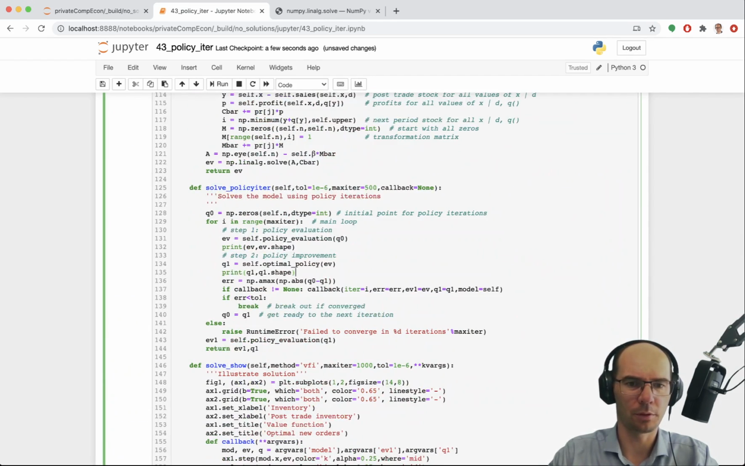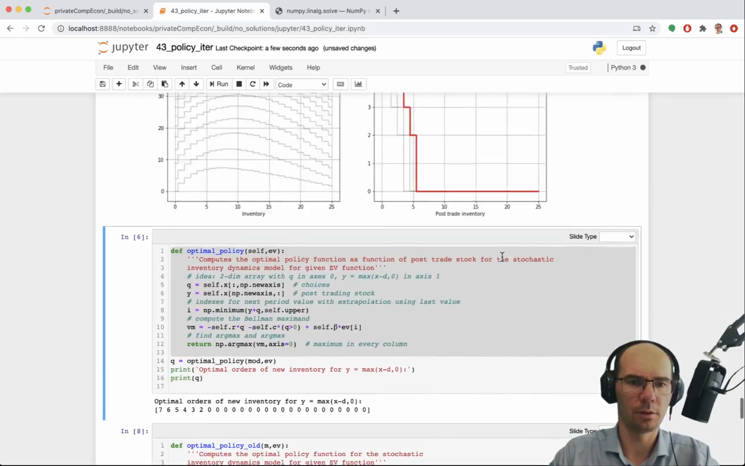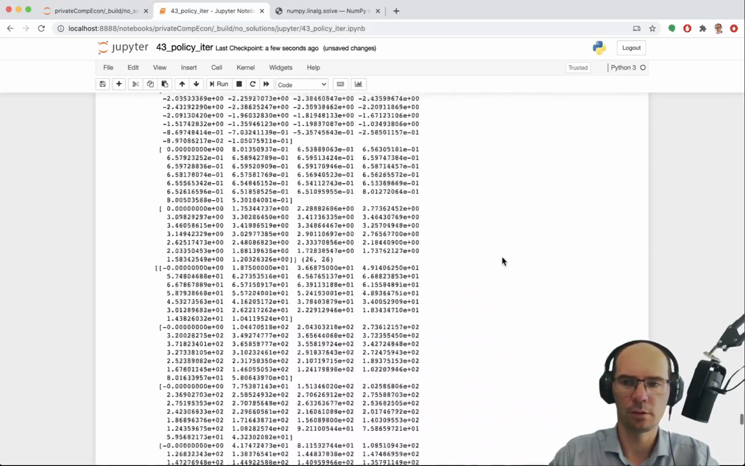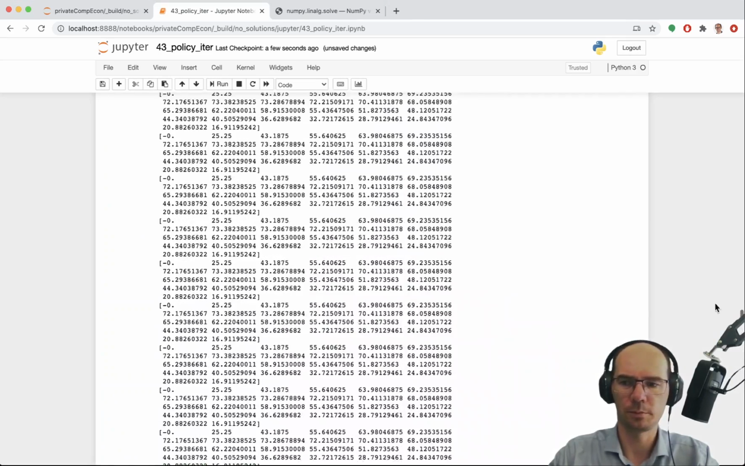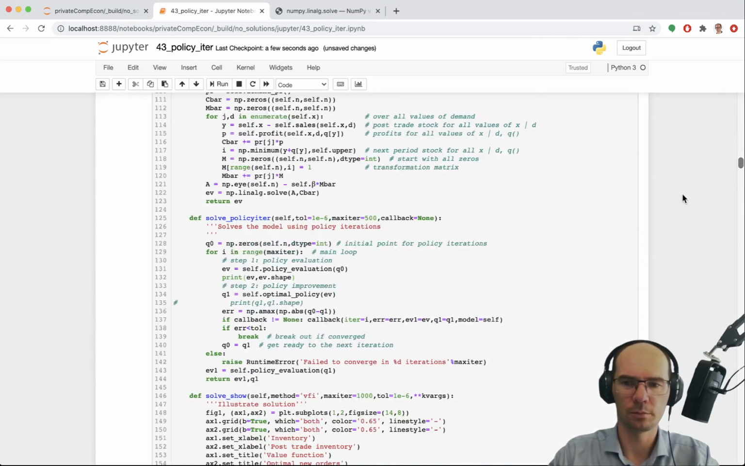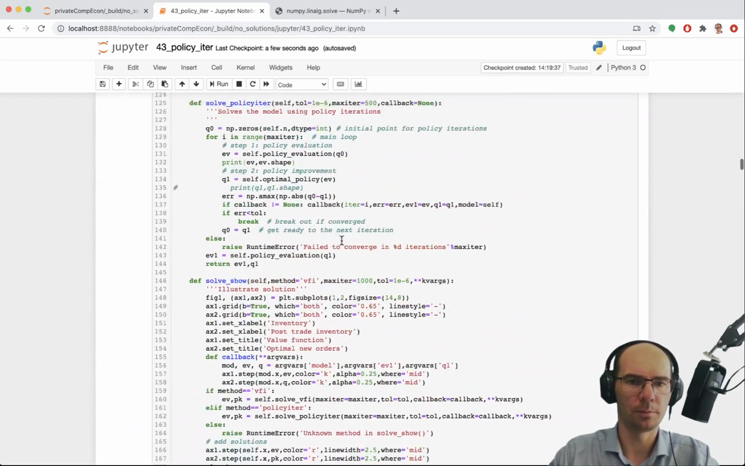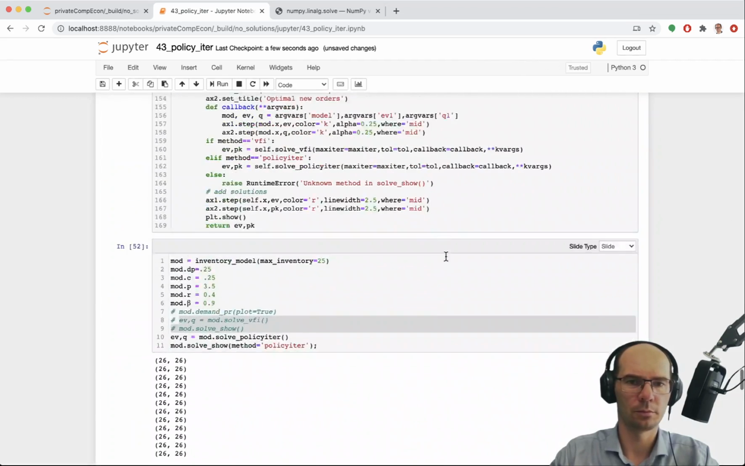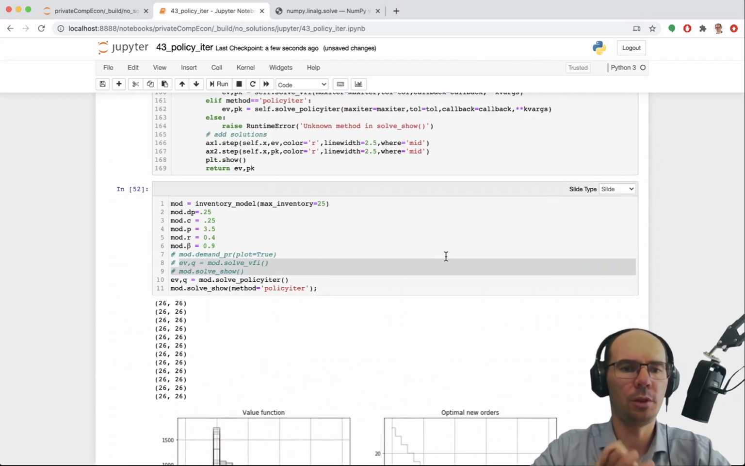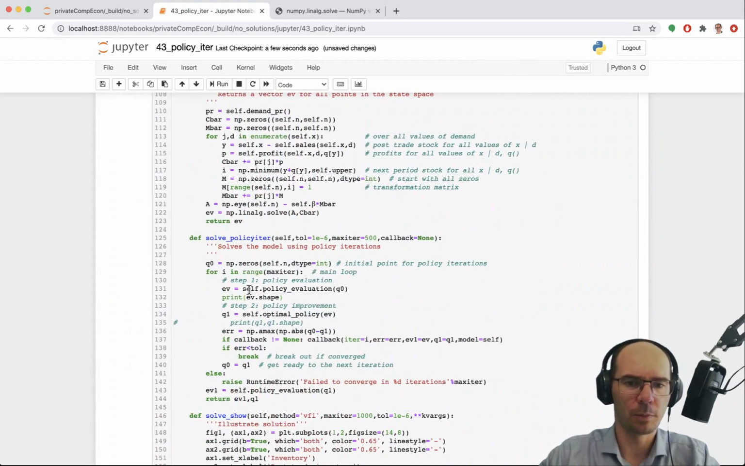Let me turn this other print off, actually. So let's see first what EV does. Oh, too much output. And we don't need to resolve the VFI. So EV is 26 by 26. And so that is already a problem, right?